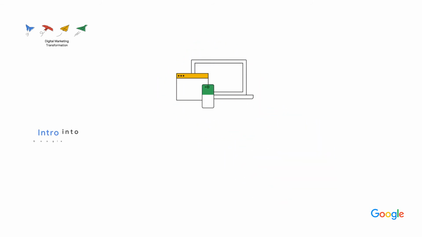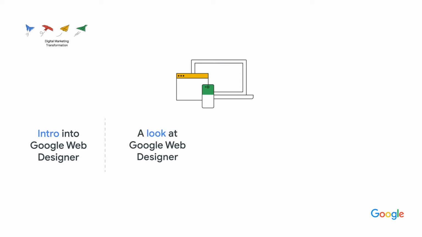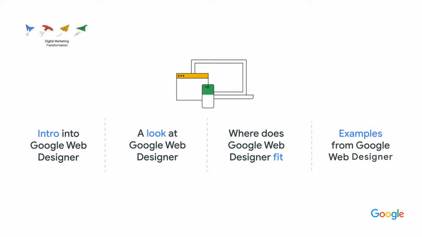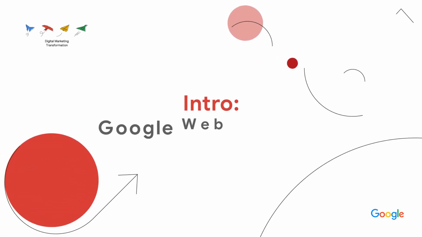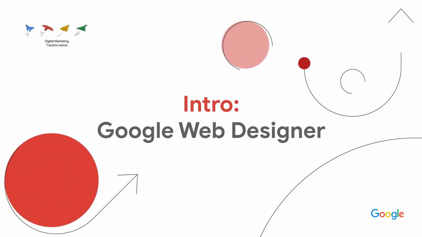Let's jump into today's session. We're going to look at 4 parts. The first is an intro into the actual platform. Then we'll take a deep dive into the actual tool itself. So I'll just show you the interface quickly. And then we'll look at where Google Web Designer fits in the greater scheme of data-driven creative. And then from there, we'll look at one example of a really good Google Web Designer banner. So we're going to jump into Google Web Designer and the intro.